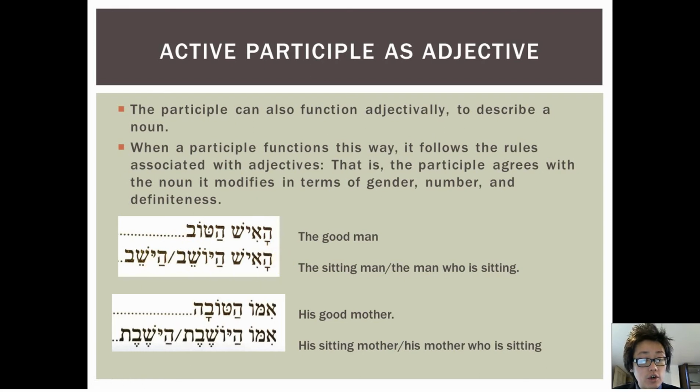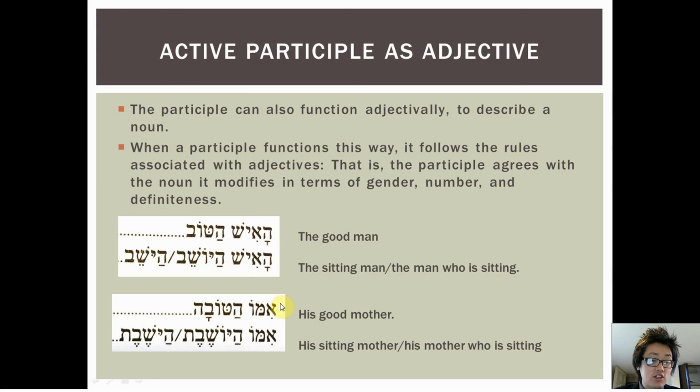Okay, so what does this mean? Ha'ish hayoshev, the sitting man. Or you could say the man who is sitting, but the sitting man. And so here we have the participle functioning as an adjective, attributing this quality of sitting to ha'ish, the man. Let's look at another one. Here again, imo hatova.